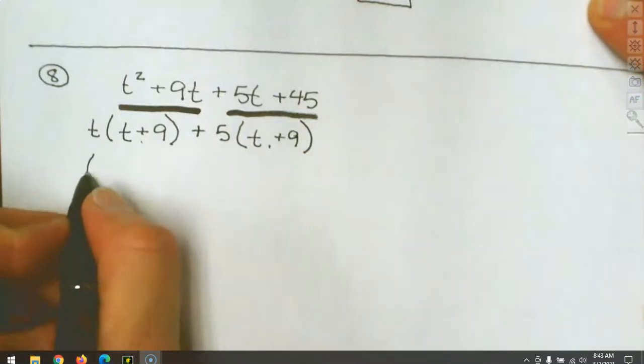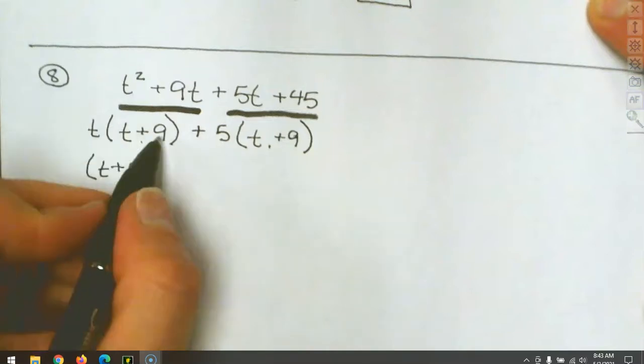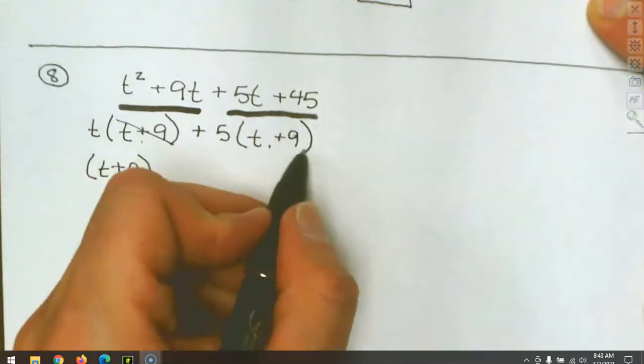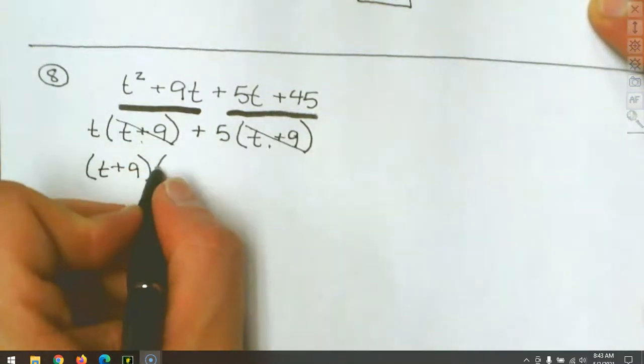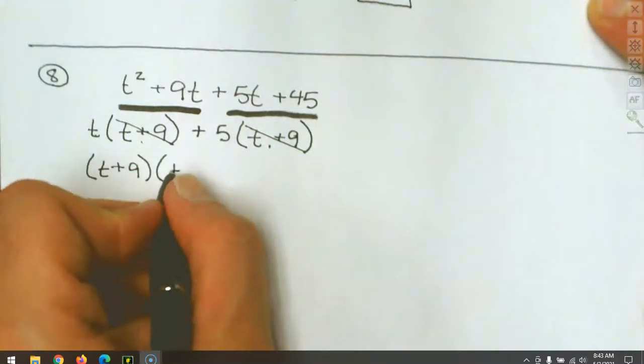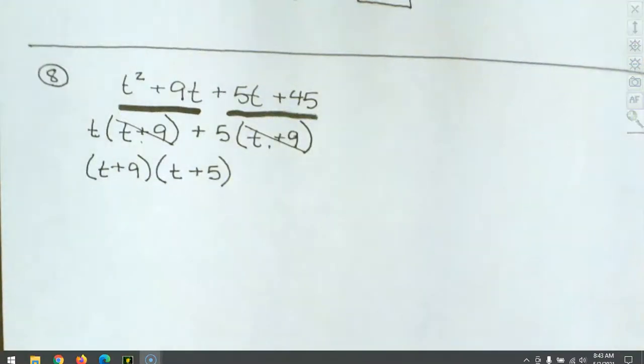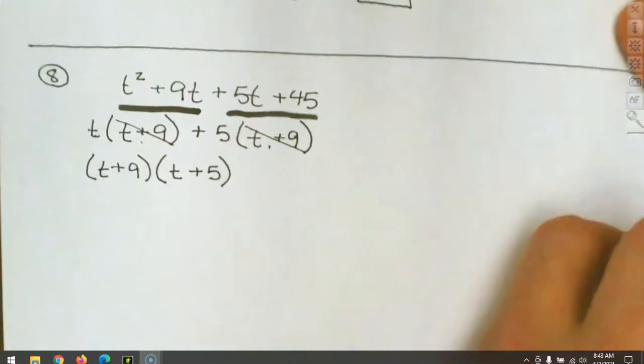So we'll take out that t plus 9. So that's going to come out, and that's gone and gone. And what's left over that didn't get crossed off? T plus 5. So you cross it off, those parentheses come out in front, and then you simply write down what's left over. And that's as far as we can go.